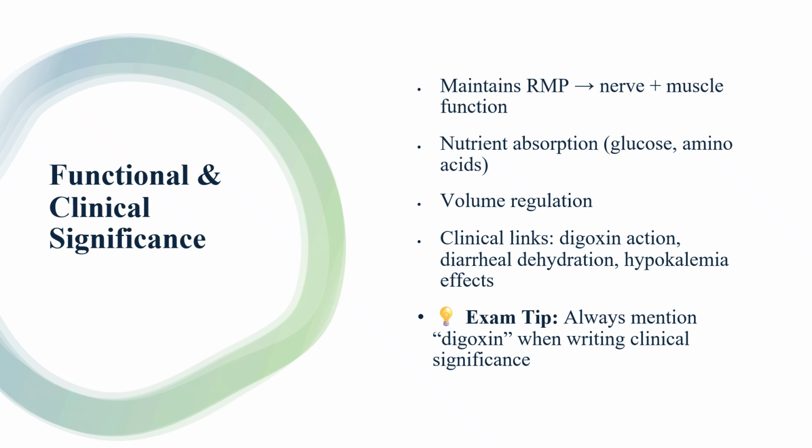Digoxin enhances cardiac contraction by inhibiting the sodium potassium ATPase. Diarrheal dehydration is treated using sodium glucose symport, and hypokalemia disrupts membrane potentials, leading to weakness and arrhythmias. Altogether, the sodium gradient and the transporters that maintain and use it lie at the heart of both normal physiology and common clinical problems, influencing every heartbeat, neuronal signal, and moment of nutrient uptake.